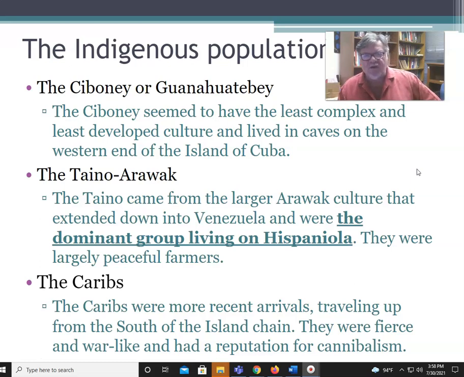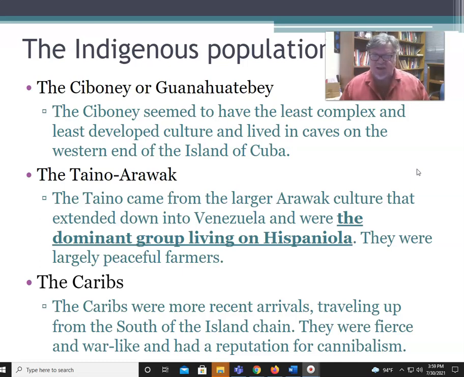The Taino Arawak was the largest indigenous group. They were part of the larger Arawak culture that extended down into Venezuela, and they were the dominant group living in Hispaniola. So they were the ones that the Spanish initially interacted with. And they were perhaps the most peaceful ethnic group in the Americas, according to the accounts.